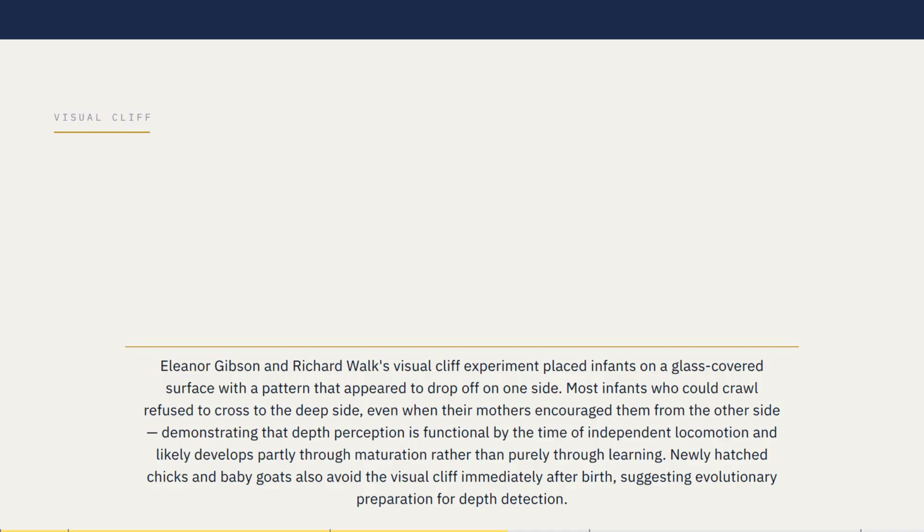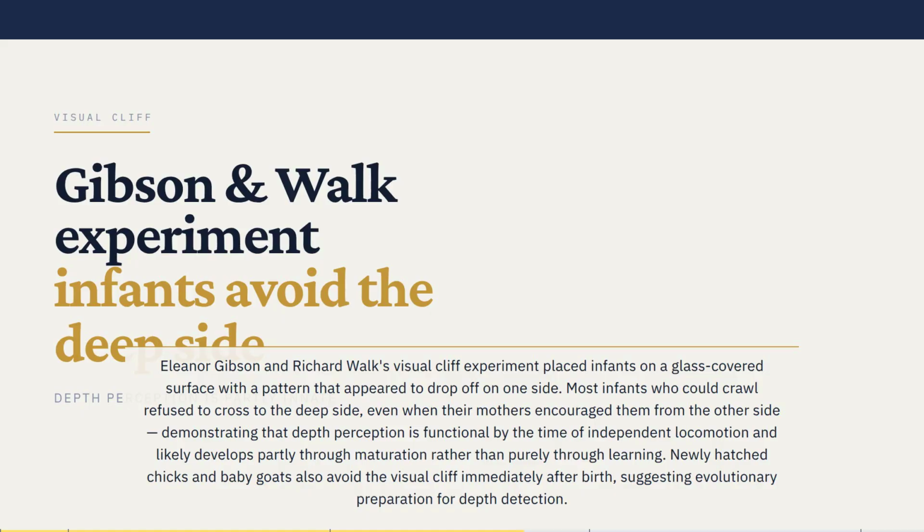Eleanor Gibson and Richard Walk's visual cliff experiment placed infants on a glass-covered surface with a pattern that appeared to drop off on one side. Most infants who could crawl refused to cross to the deep side, even when their mothers encouraged them from the other side, demonstrating that depth perception is functional by the time of independent locomotion and likely develops partly through maturation rather than purely through learning. Newly hatched chicks and baby goats also avoid the visual cliff immediately after birth, suggesting evolutionary preparation for depth detection.